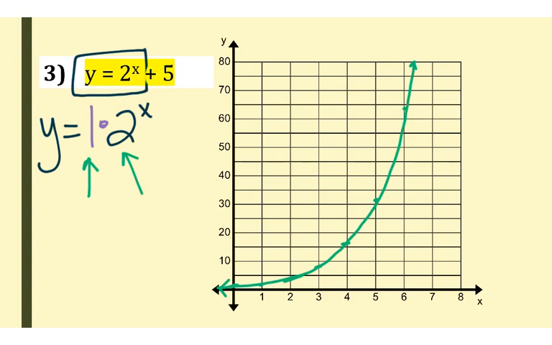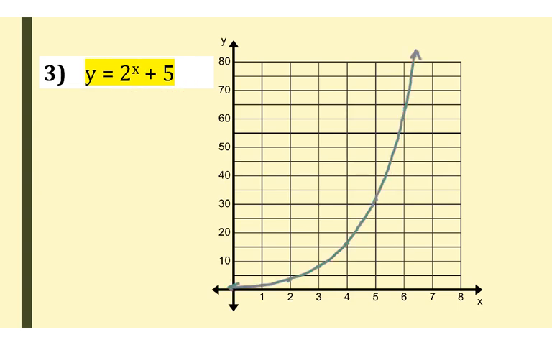Now the equation originally had a plus 5 on there, so what does that do? Well, what it does is it takes everything in this equation and it moves it up 5. Every point is going to move up 5. So instead of starting at 1, it's going to start at 6. And instead of going to 2 after that, it's going to add 5 to that, so it's going to be at 7. And instead of being at 4, like it was right there, it's going to be at 9. And then we're going to keep going up.